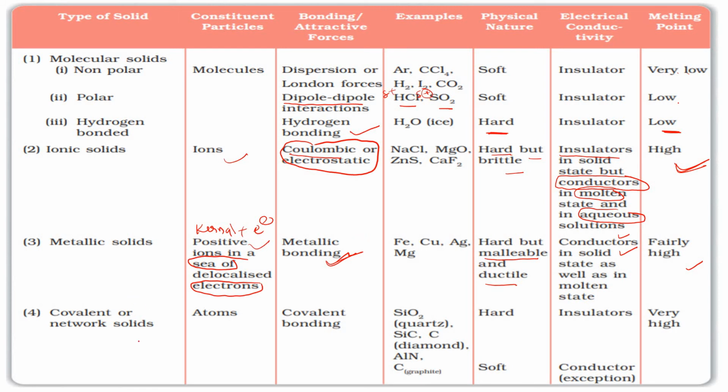Finally, we see the covalent or network solids. Here covalent means only atoms. Atoms will form covalent bonds here. So the constituent particles are atoms, and they have covalent bonding. Examples we can take: silica, SiO2, quartz, carborundum which is SiC, carbon in the form of diamond or graphite, aluminum nitride. All these come under examples of covalent network solids.